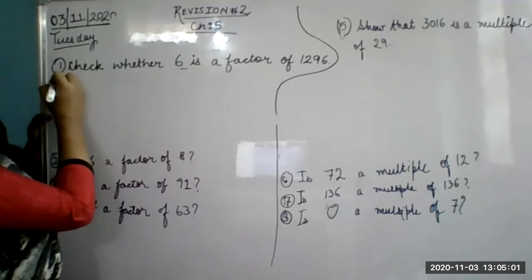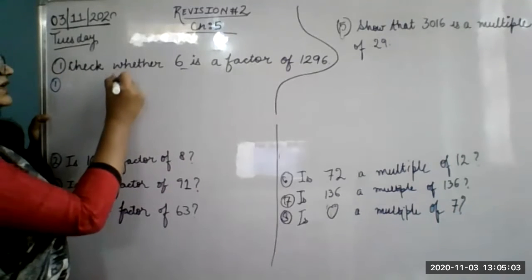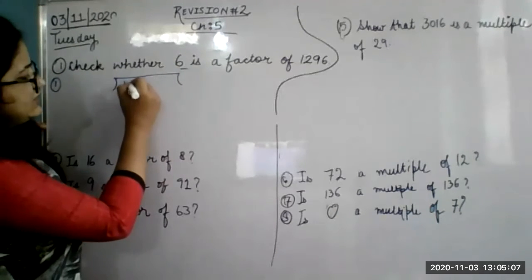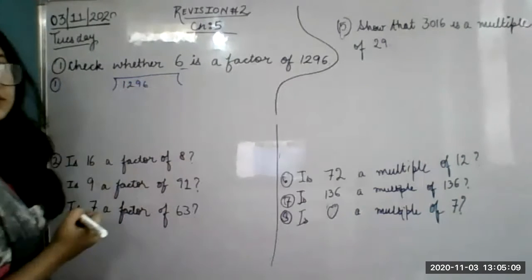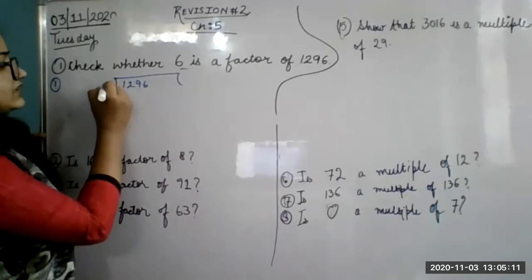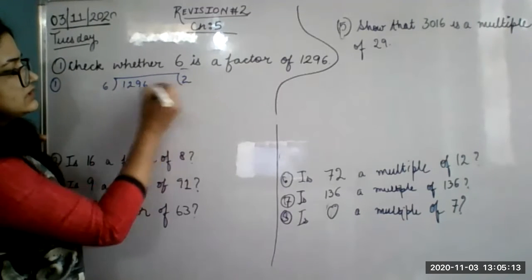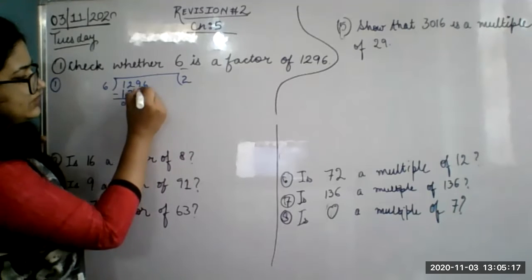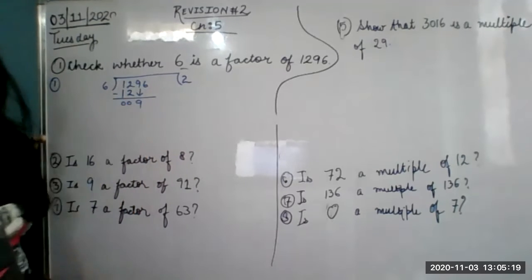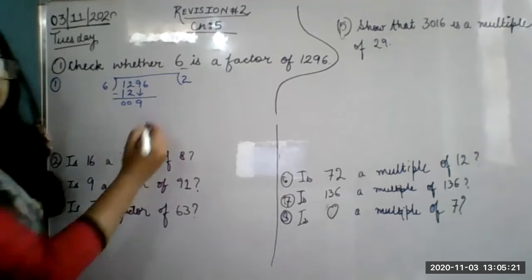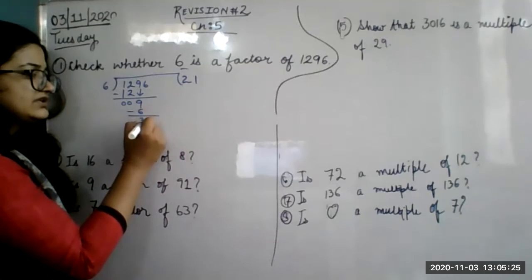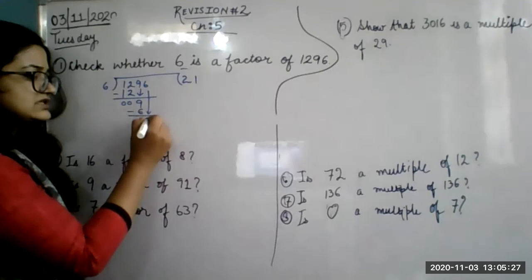Now, how to check? By dividing. The best method is to divide. See, 1, 2, 9, 6. Let us divide it by 6. 6 twos are 12. Then we subtract it, we will get 0 here. This 9 will be copied over here. Then 6 ones are 6. Subtract it, you will get 3 here. Copy down this 6 over here.